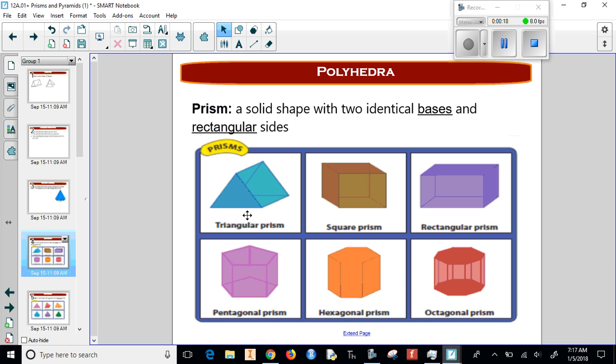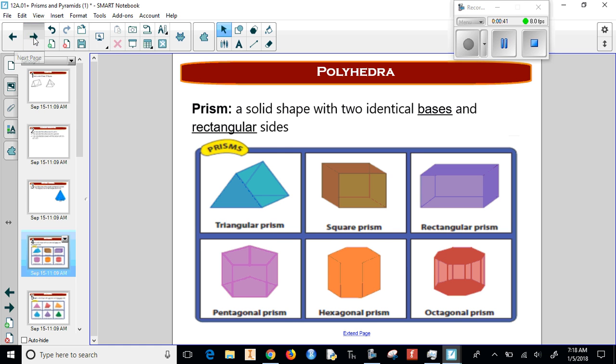So if we look at a triangular prism, it has a triangle as one base, another triangle as the other base, and there's rectangles that connect those. A square prism has a square on both sides and rectangles that connect. Rectangular is all rectangles. A pentagonal prism, two pentagons, rectangles on the outside, and so on and so on.